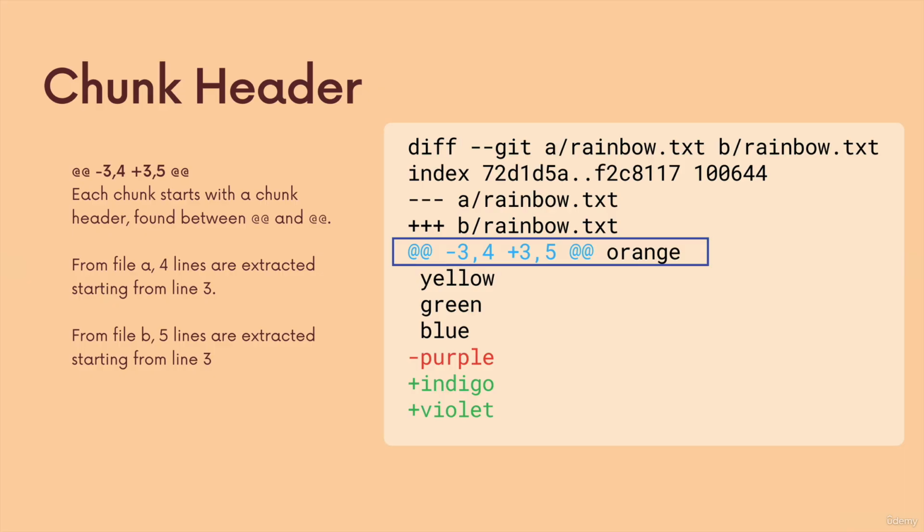So it's kind of confusing. I personally don't spend a lot of time looking at this. I'm usually looking at the changes, but just so you understand how to read it, this first bit says from file A, because of the minus sign, 4 lines have been extracted starting from line 3. So this is not -3, it's just 3. The minus indicates A. So 4 lines starting from line 3. And the next part from file B, we have 5 lines starting from line 3.